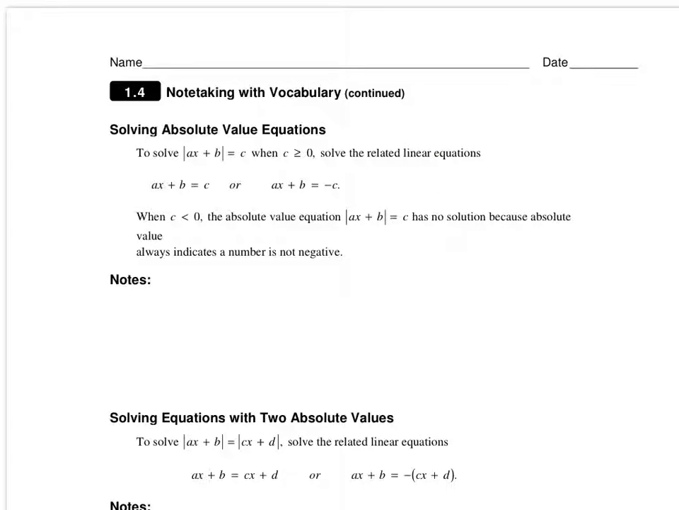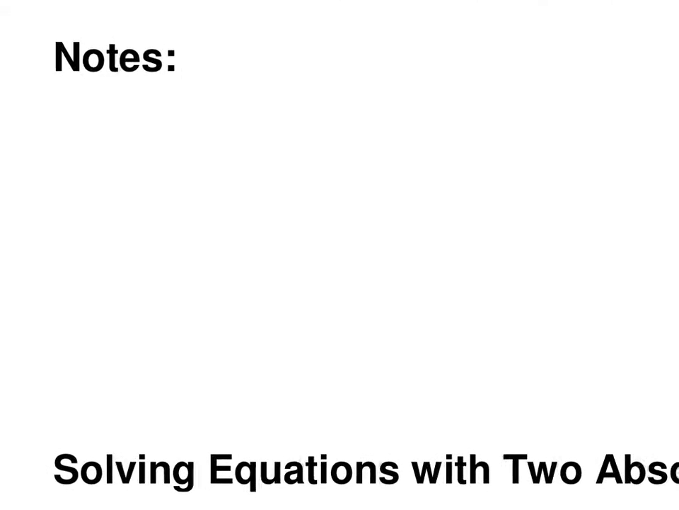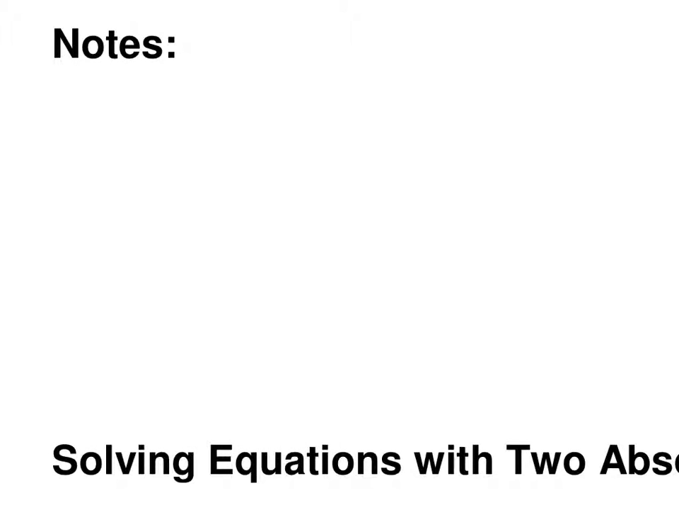So we want to solve two equations. We could say the stuff inside could be worth c, and so that equation looks like this. Or the stuff inside could be worth the opposite of c, and that's written like this. When c is less than 0, meaning c is a negative number, then we have no solution, because an absolute value is always positive, never negative. So let's try a couple here. Let's solve these.